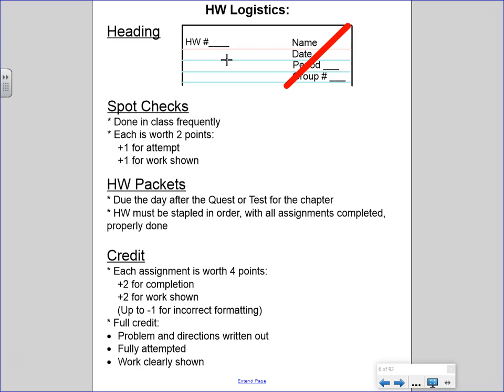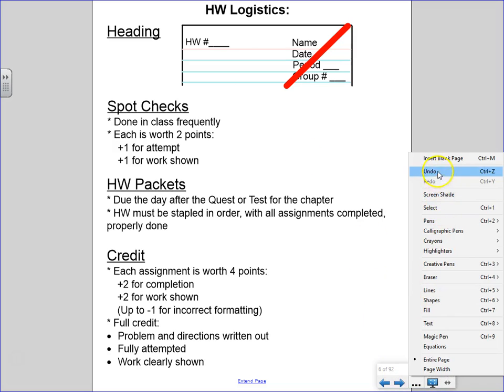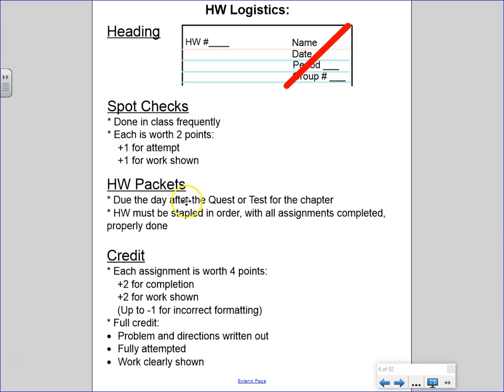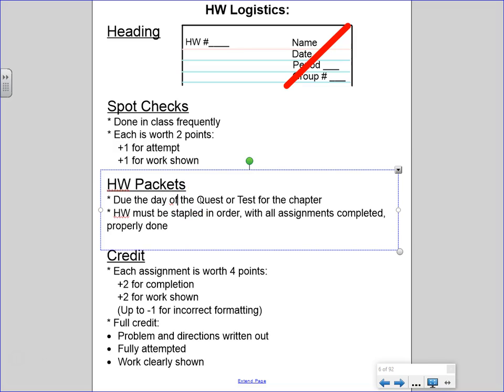Homework packets, you're turning those in. Those are your spirals. It's not a packet anymore. Well, it's a packet of papers with a spiral. Anyway, you're turning in your homework spirals on the day of the test request, not the day after, because you need it done by the test request in order to do well. Homework must be in your homework spiral, properly in order and completed. So you don't need to skip anymore.